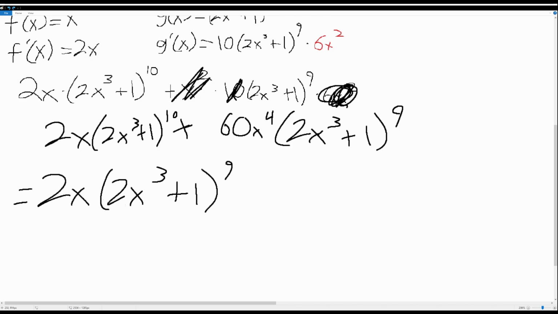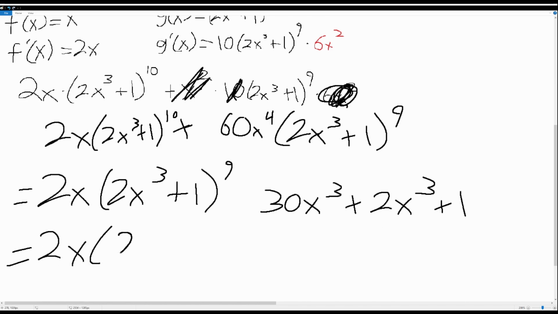And so this 2x is going to make that 30x cubed. And then, because we only have one of these, it's just going to become this, right? Am I low-key crazy? And then we just, hold on.